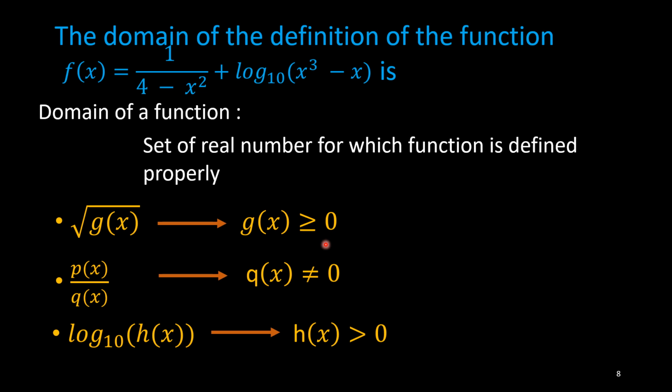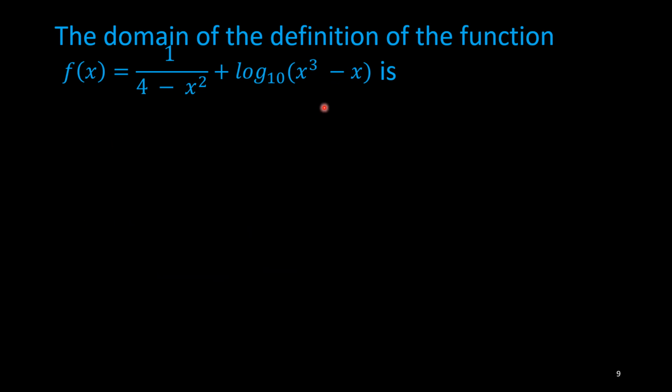It's not very difficult. So now we are going to solve this problem. f of x equals 1 upon 4 minus x squared plus log base 10 of x cube minus x. This is the function given. Now you see this function has two terms. One term is 1 upon 4 minus x squared. The other term is a log function, log of x cube minus x. So for the first term, it is of the form numerator and denominator. For the denominator, we should find the solutions of 4 minus x squared.